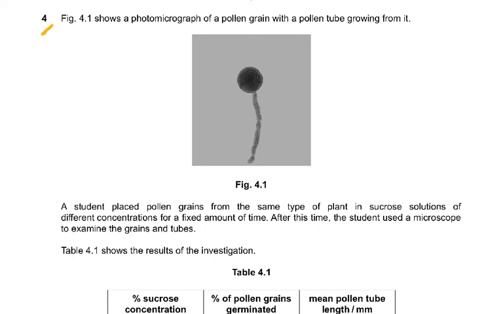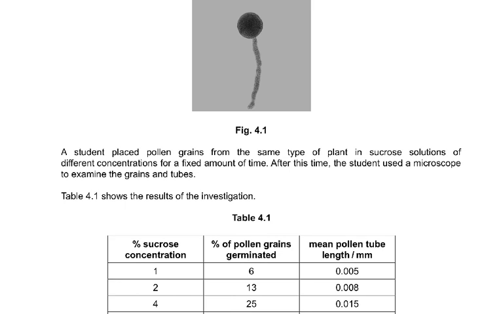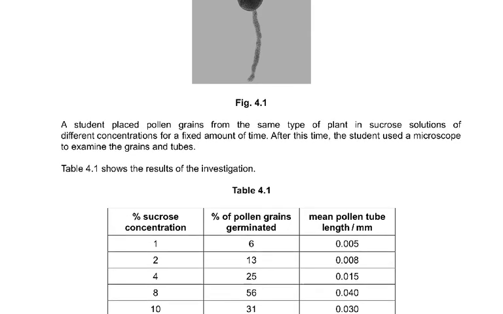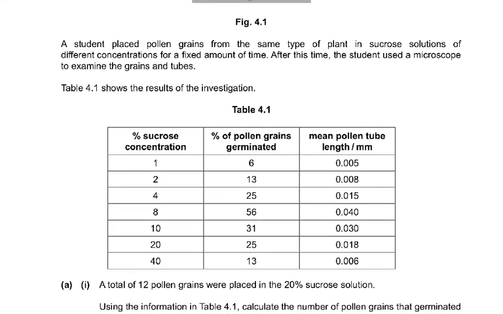Question 4, figure 4.1 shows a photo micrograph of a pollen grain with a pollen tube growing from it. A student placed pollen grains from the same type of plant in sucrose solutions of different concentrations for a fixed amount of time. After this time, the student used a microscope to examine the grains and tubes. Always read the question very slowly and very carefully. Table 4.1 shows the results of this investigation. So we have a 1% sucrose. Now always explain this to yourself.